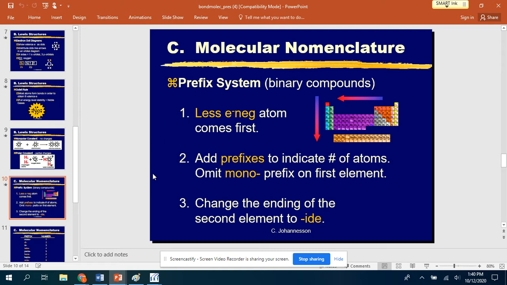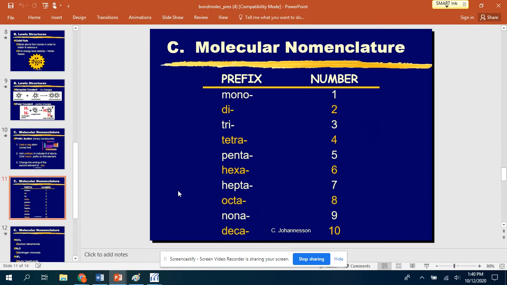Just write 1, 2, 3. We're going to have prefixes, and I will explain these as I show you the examples. You will also need these prefixes. Take a minute, write these down. They're basic prefixes. You've probably heard most of them before. Definitely have these in your notes.